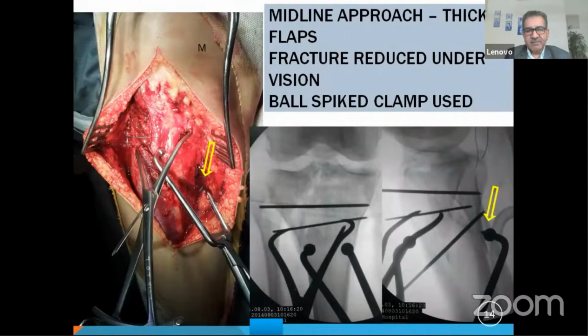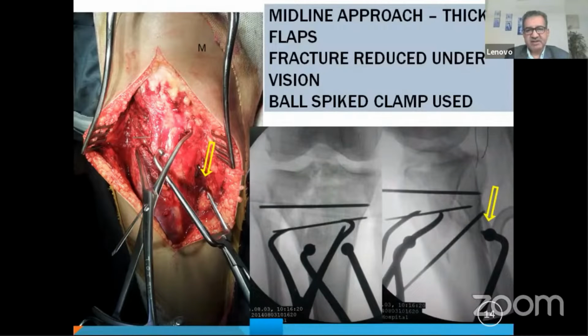And then the first step, you go medially. And just below the pes anserinus, you expose the posterior medial border of the tibia and remove any soft tissue or any periosteum which is interposed in between the fracture fragments. And then you reduce it first. That is the first step.